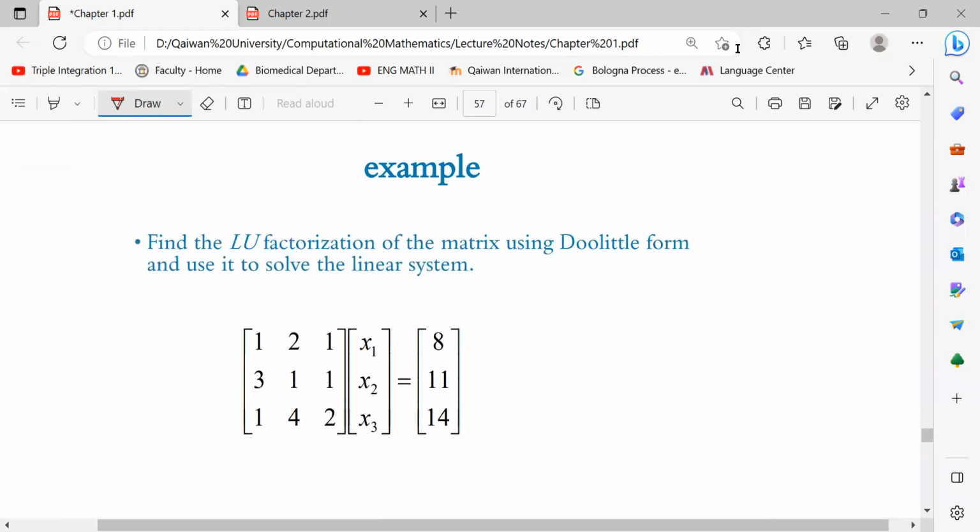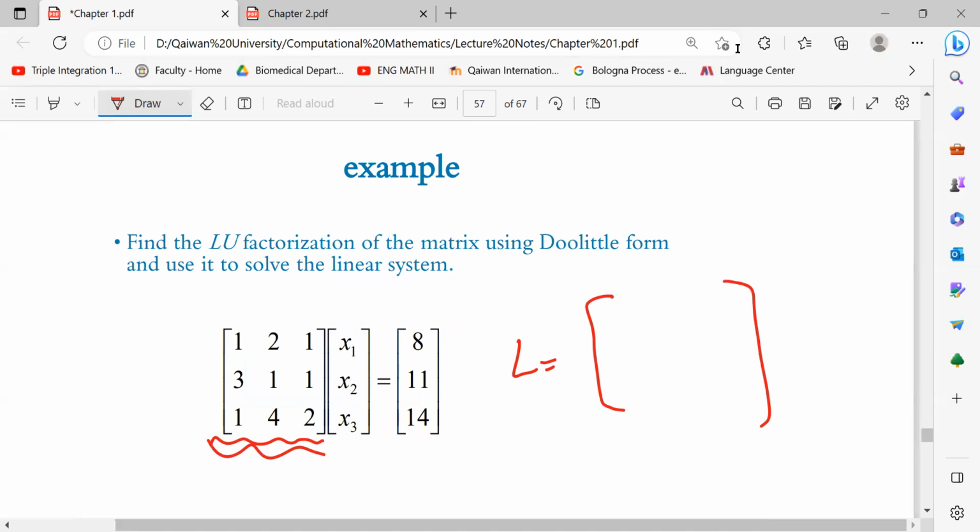Look at this example. It says, find the LU factorization of the matrix using Doolittle form. First, you need to find L and U. Then, it says, use it to solve the linear system. This matrix is matrix A. As you see, this is a 3 by 3 matrix. That means both L and U must be 3 by 3 matrices.